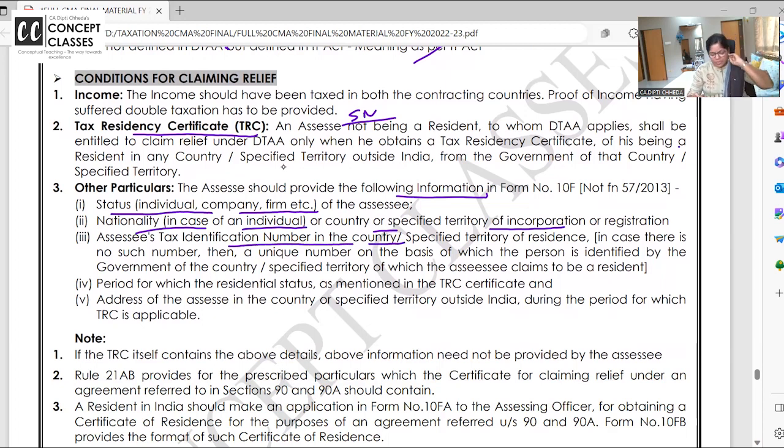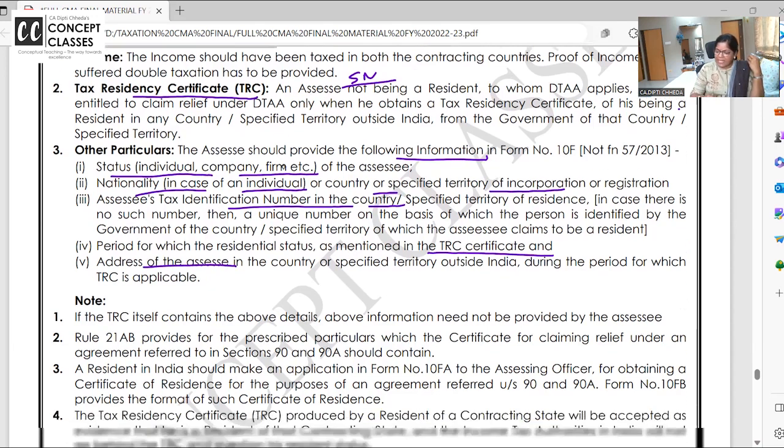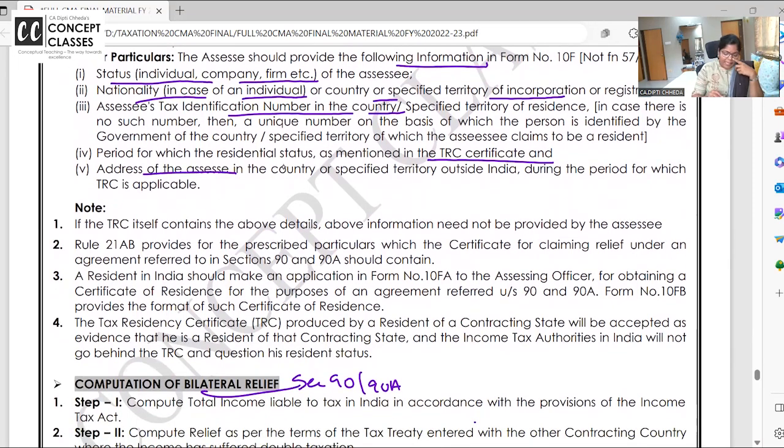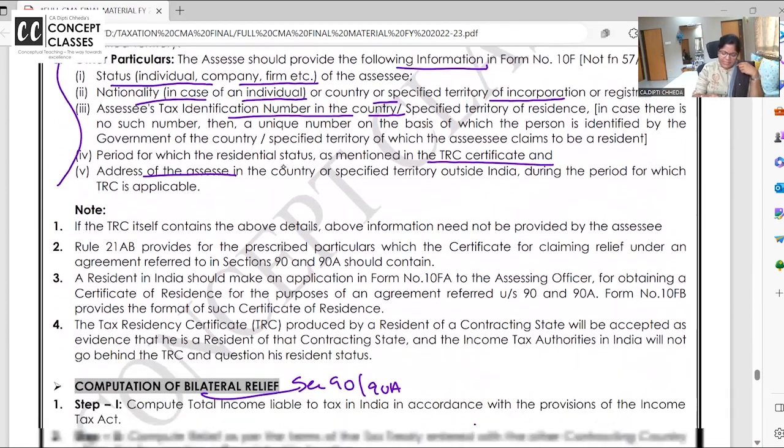In that country, what is his nationality, the period for which his residential status is given, because residential status is decided every year. So if you are a non-resident, if you want some relief in India, give the tax residence certificate, which should have information. Who are you? Individual and all. Your nationality, SSC's identification number, the address and other details. Okay? If the tax residence certificate contains the above details, then there is no need to give them separately.